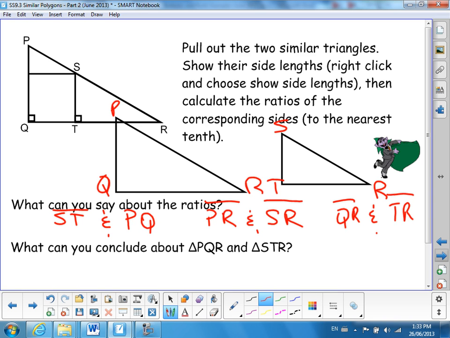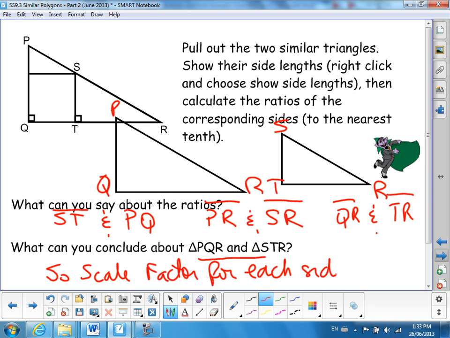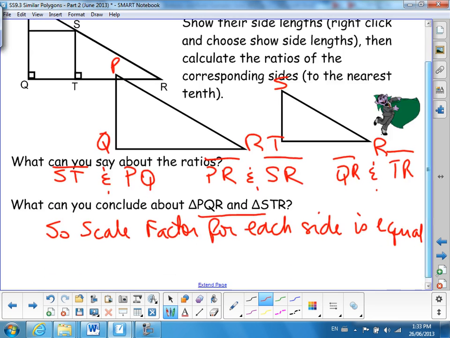Okay, there are no numbers on here, but if we calculated the scale factor and they were equal, then we conclude that these two triangles are similar. So if the scale factor on each side is equal, then the two triangles are similar.